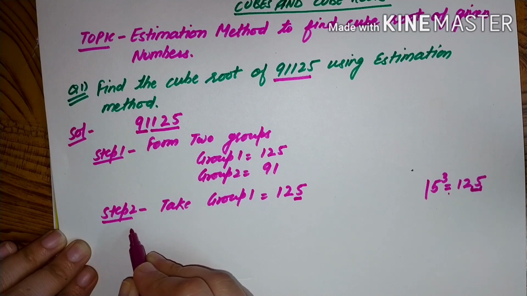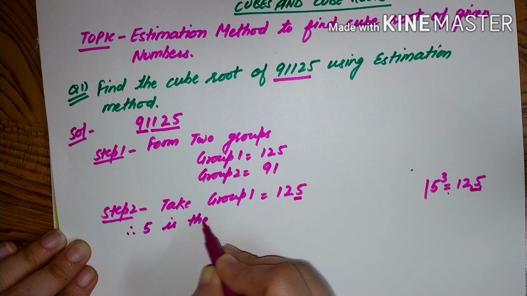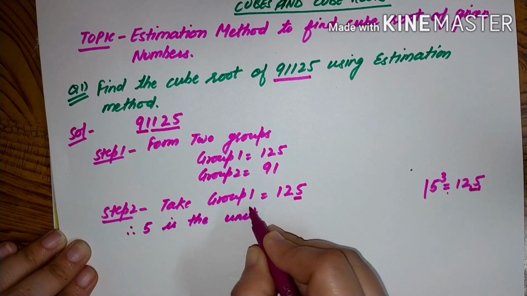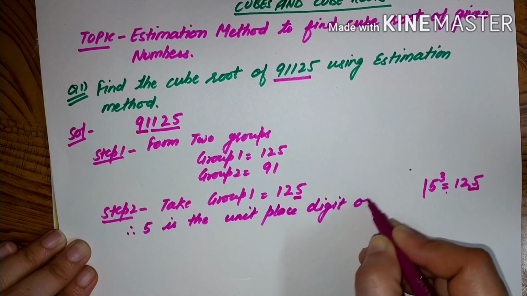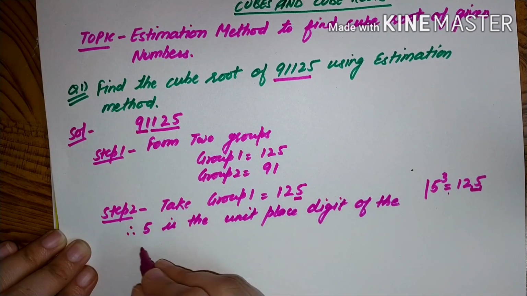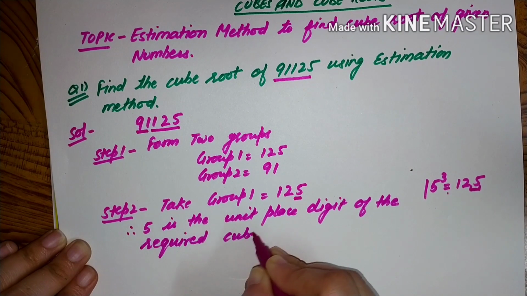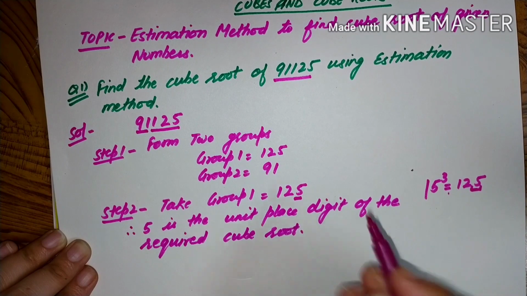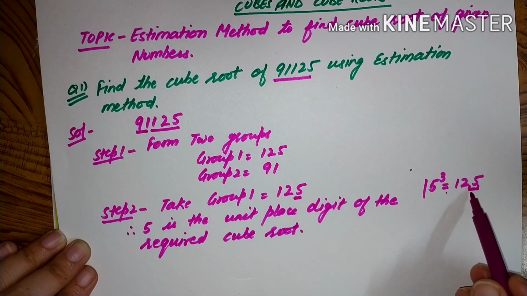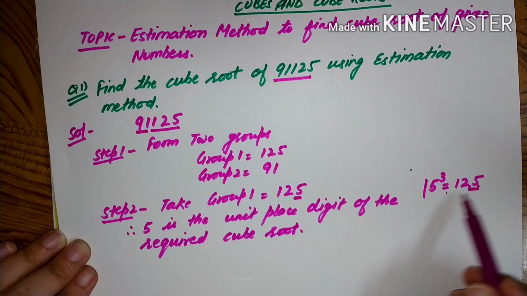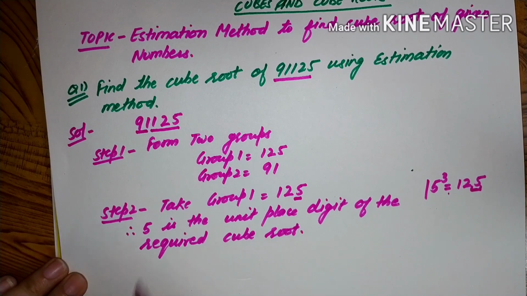Now therefore, 5 is the unit place digit of the required cube root. It means we just have to take the cube of the number which is in group 1, and the number which will be in the unit place digit of the cube of that number will be the unit place digit of the required cube root.